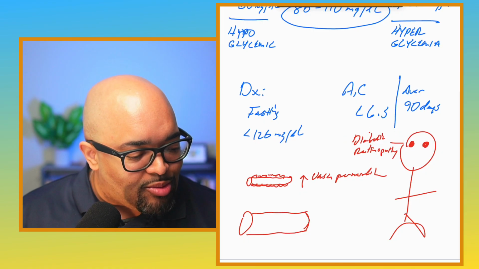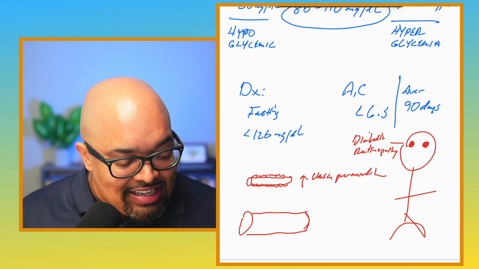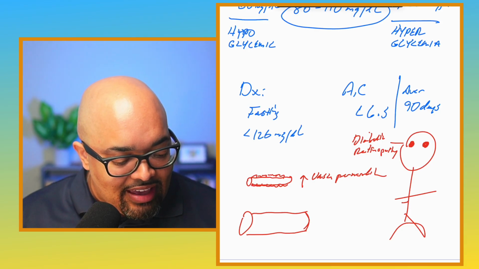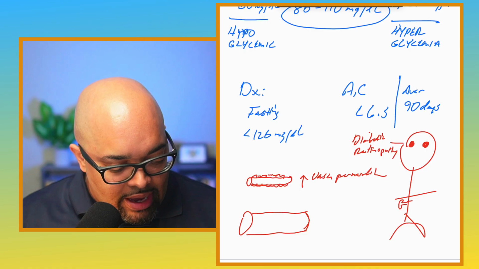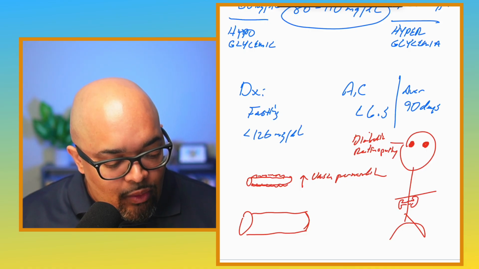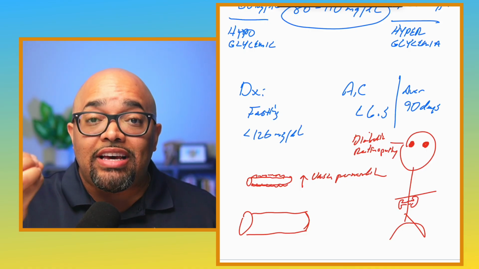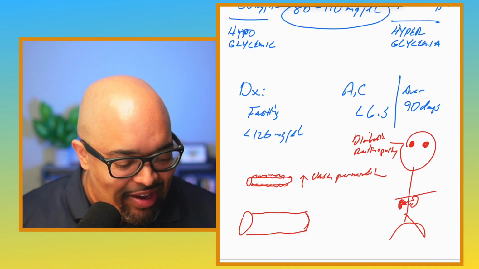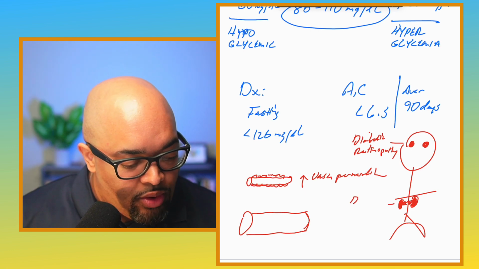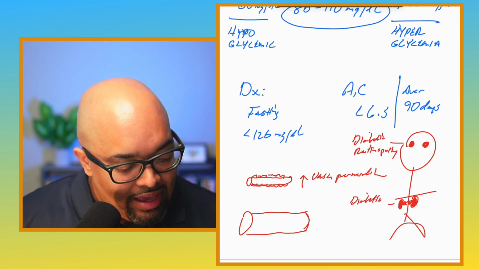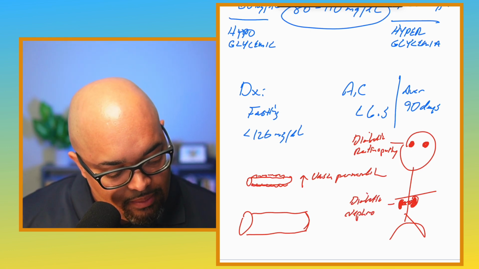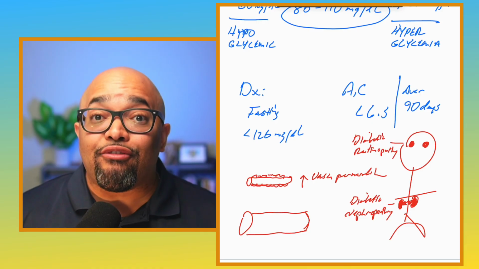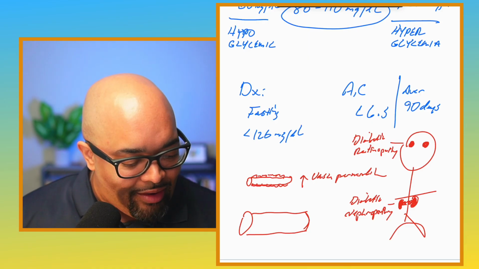Where else do we have these small blood vessels? Well, let's say in the kidneys. Okay. In our kidneys, we can have damage to the vessels that supply blood to the kidneys, and that's going to lead to, for instance, what would you guess that is? Let's see. Okay, so that word is going to be diabetic nephropathy. Diabetic nephropathy. Okay, let's break that down.